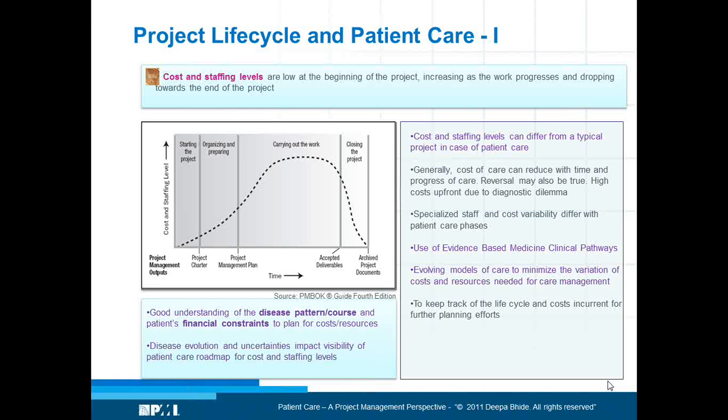Diseases differ from a typical project in the cost and staffing level needs. Upfront costs are high as there is an uncertainty of diagnosis with possibly costly resource needs leading to front-loading of costs, especially in the case of chronic diseases at times and also in the case of acute diseases. At times, the upfront costs are low and then soar as complications and a need for complex care set in. So that's the second part also.